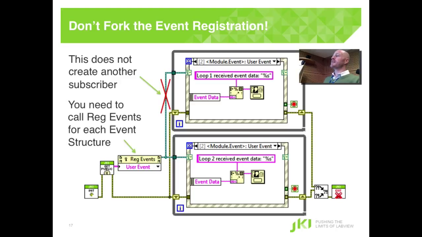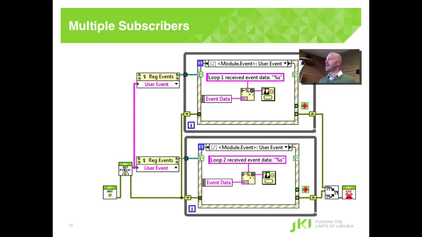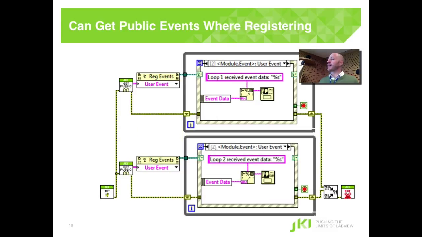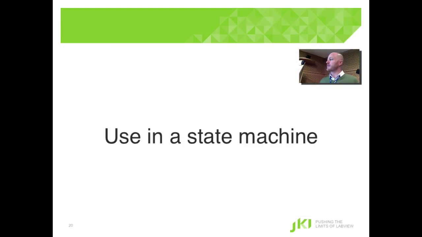So really what you need to do is call the register for events for each event structure that you have. And so again, this is more like what you want to do. But in reality, it's okay to actually just call get public events, because this is just returning some handles to the events. And while this may seem a little bit redundant in the code, it's actually a more modular way to do it, because you can, if you wanted to, wrap all of this in a sub-VI or something.